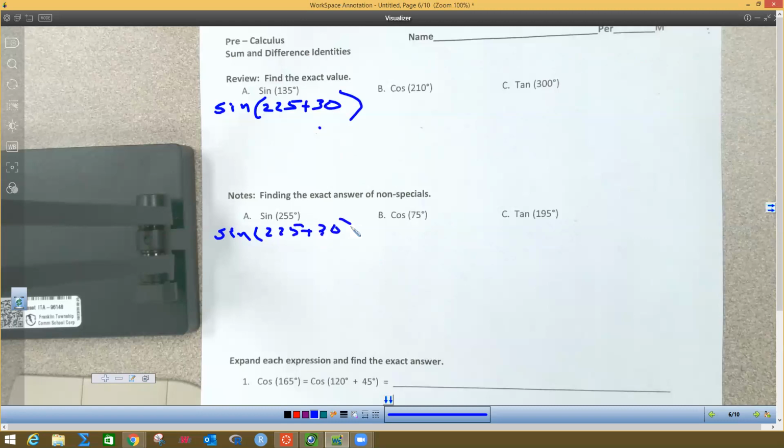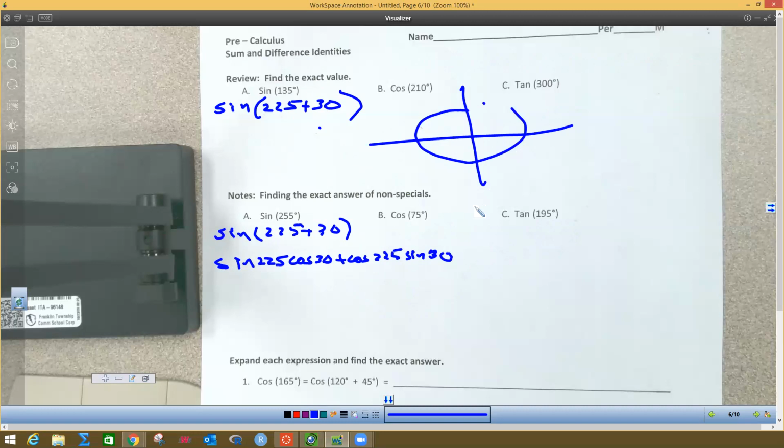So I'm going to do the same problem I did a second ago with different angles. So I got the sine of 225 cosine of 30, plus cosine 225 sine of 30. So you pull out your unit circle. You go to 225 degrees, which is right down here, and the ordered pair at 225 is negative radical 2 over 2 and negative radical 2 over 2. You go to 30 degrees, which is right over here, and the ordered pair right there is radical 3 over 2 and 1/2.